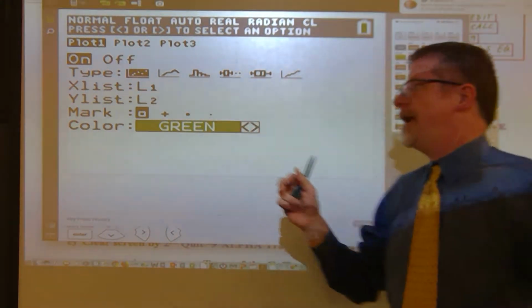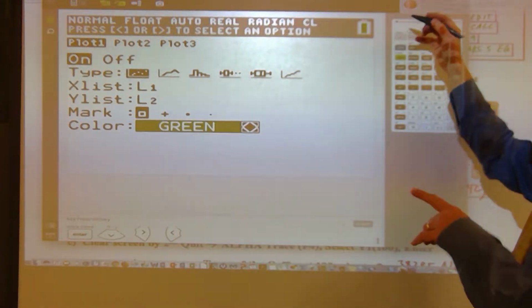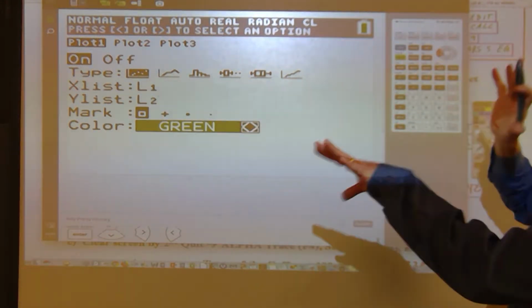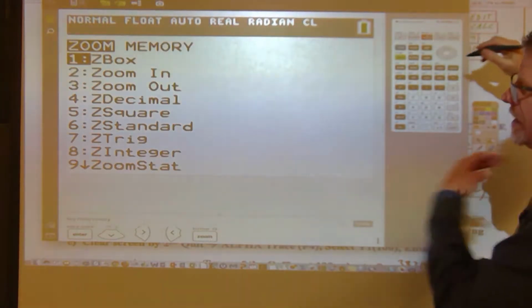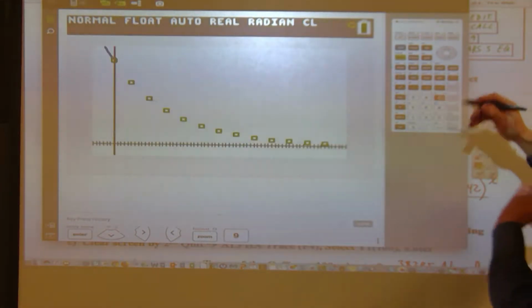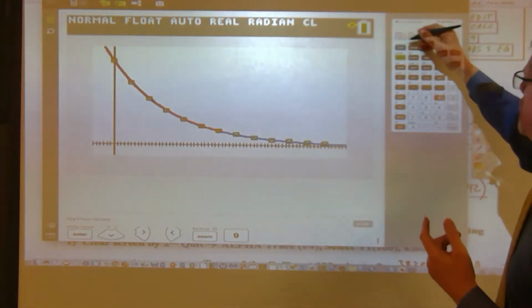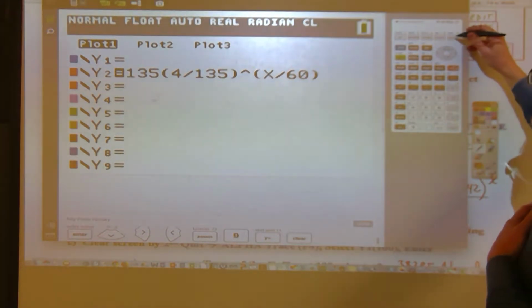Pick your color, and then let's do a zoom 9. Zoom 9 instantly sets up the viewing window. It doesn't say that on the directions, but it's a super shortcut. 9 is stat. So once you hit the stat button, do a zoom 9, and bam, there it is. Woo! What's that line doing there? Okay, probably shouldn't have shown you that.